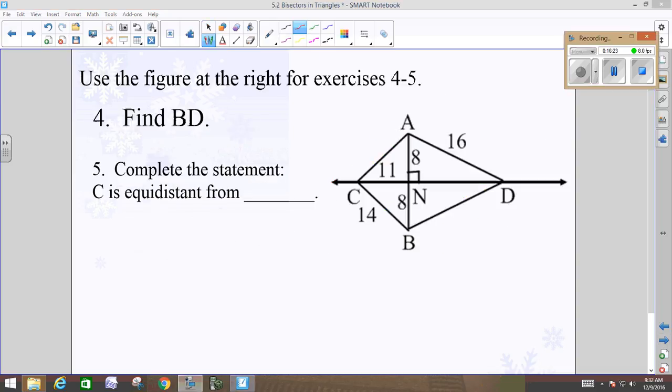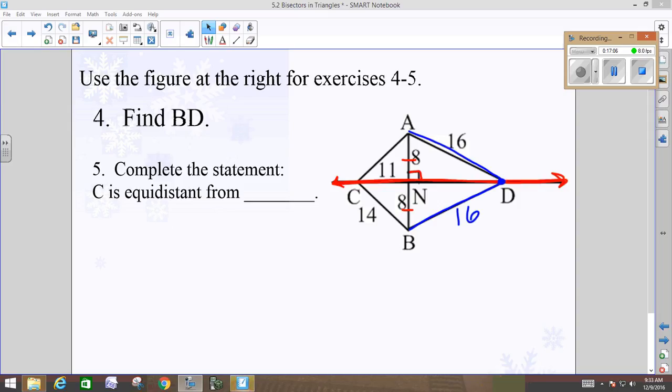Which segment is getting cut in half? CD or AB? AB is getting cut in half because this is 8, AN, and then NB is 8. So CD, this horizontal segment here in red, that's the perpendicular bisector. He's the one that's doing the cutting in half here. If I want to find the length of BD, well, D is on my perpendicular bisector. So the distance from D to the endpoint has to be the same as D to the other endpoint. So how long is BD? 16. Good. You guys all got that? Sweet.